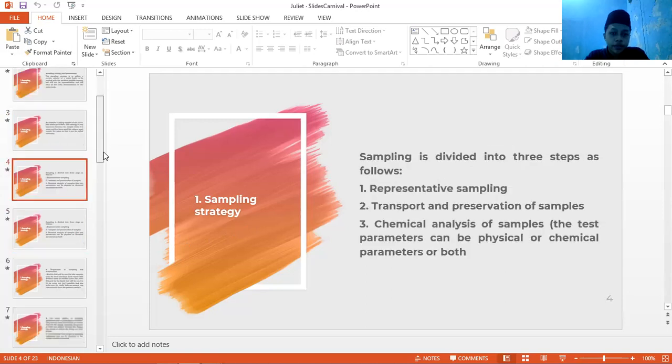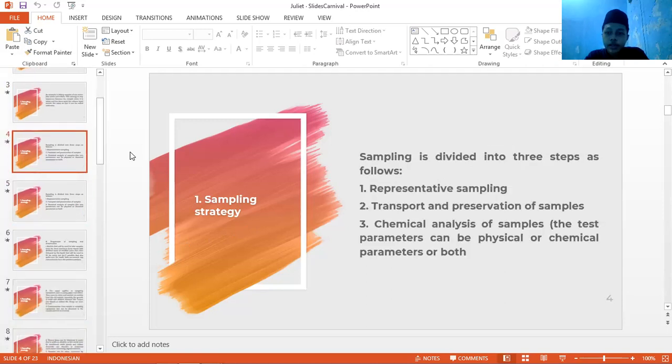Next, sampling is divided into three steps as follows. One, representative sampling. Two, transport and preservation of samples. Three, chemical analysis of samples, where the test parameters can be physical or chemical parameters, or both.